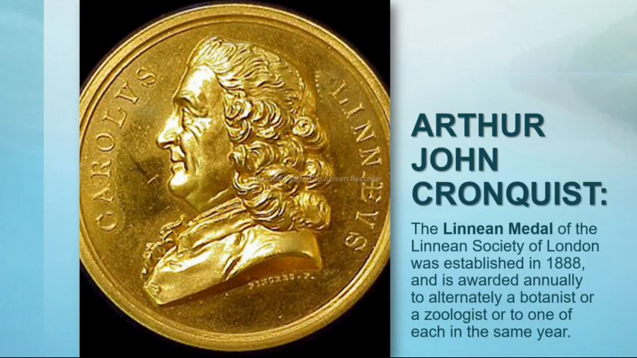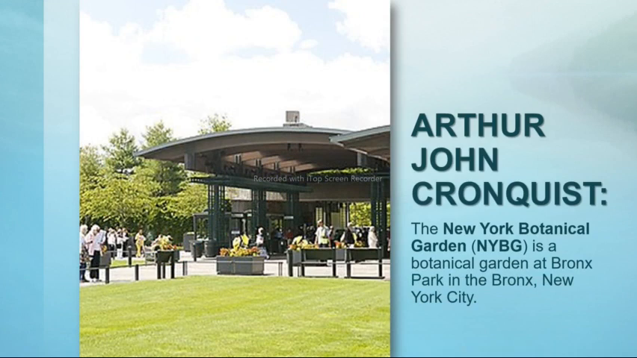So this is the Linnean Medal of the Linnean Society of London. It was established in 1888 and is awarded annually alternately to a botanist or a zoologist, or to one of each in the same field. So this is the New York Botanical Garden. NYBG is a botanical garden at Bronx Park in the Bronx, New York City, as shown in the figure.